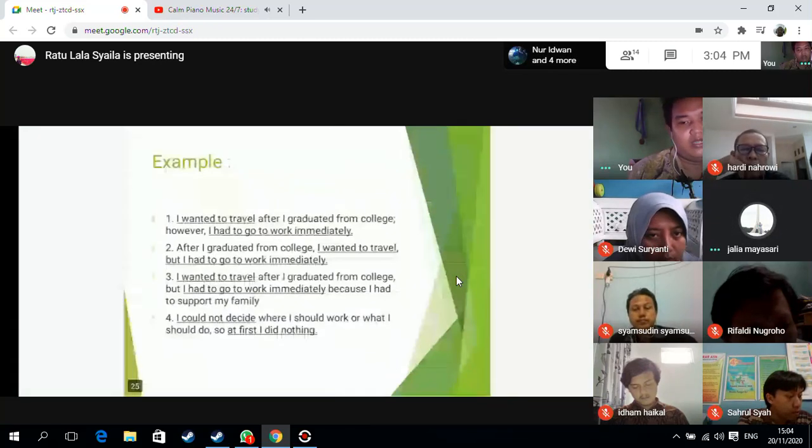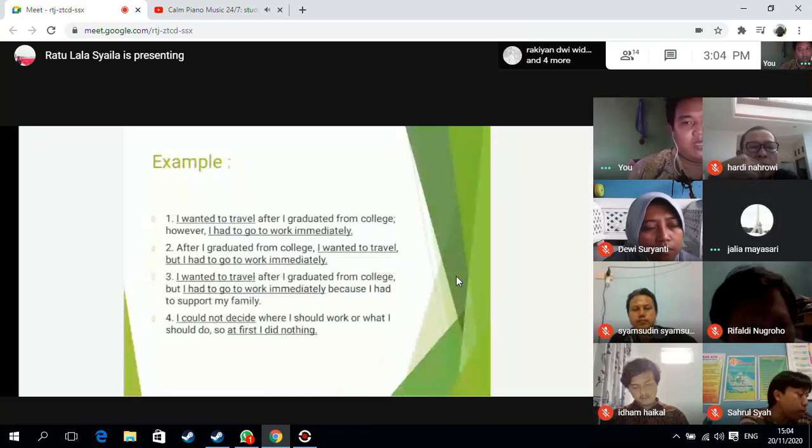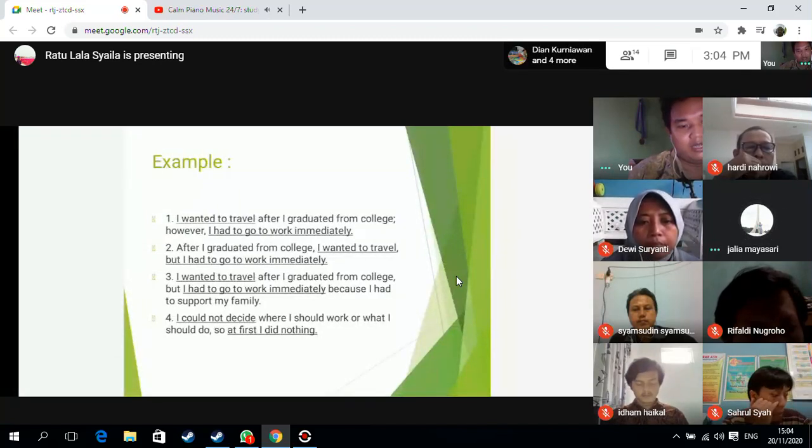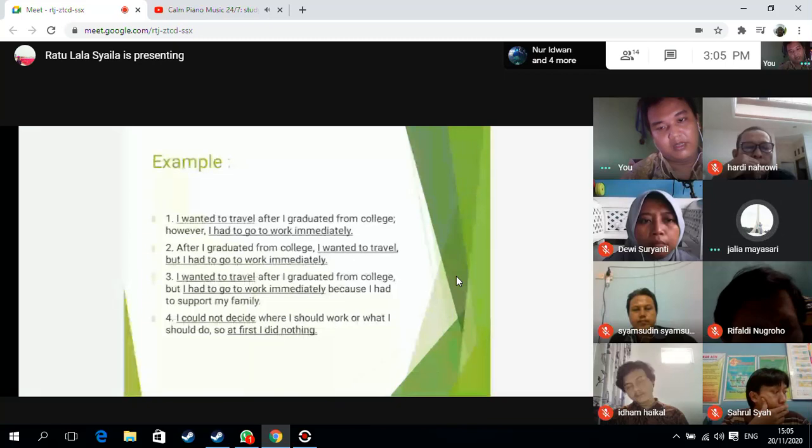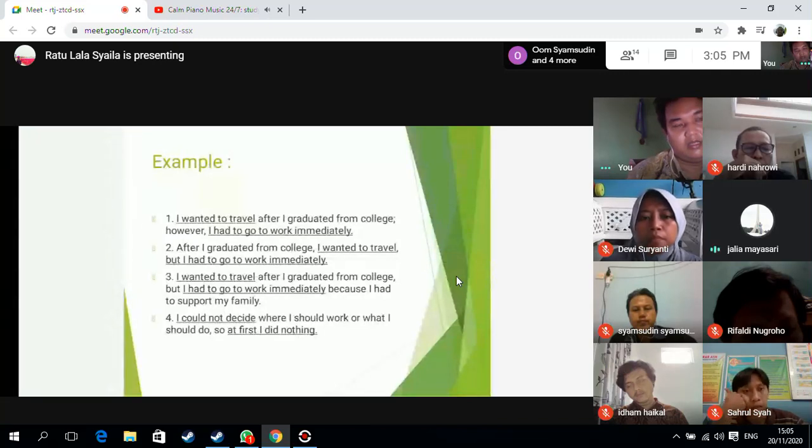So here in the example, I want to travel. This is an independent clause. After I graduate, this is a dependent clause. I had to go to work immediately. This is a dependent clause. There are 2 dependent clauses and 1 independent clause in the first sentence, so we can call it a compound complex sentence.